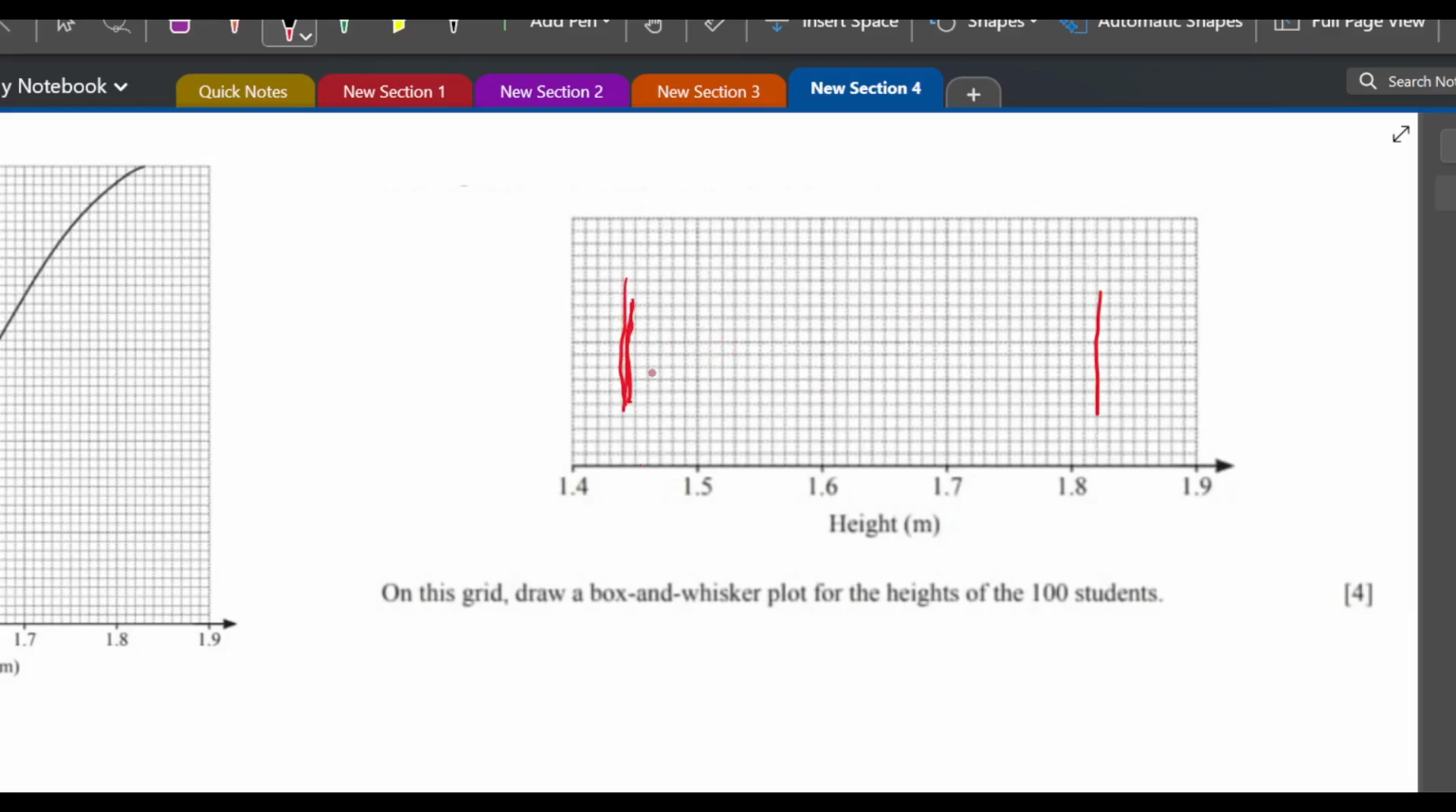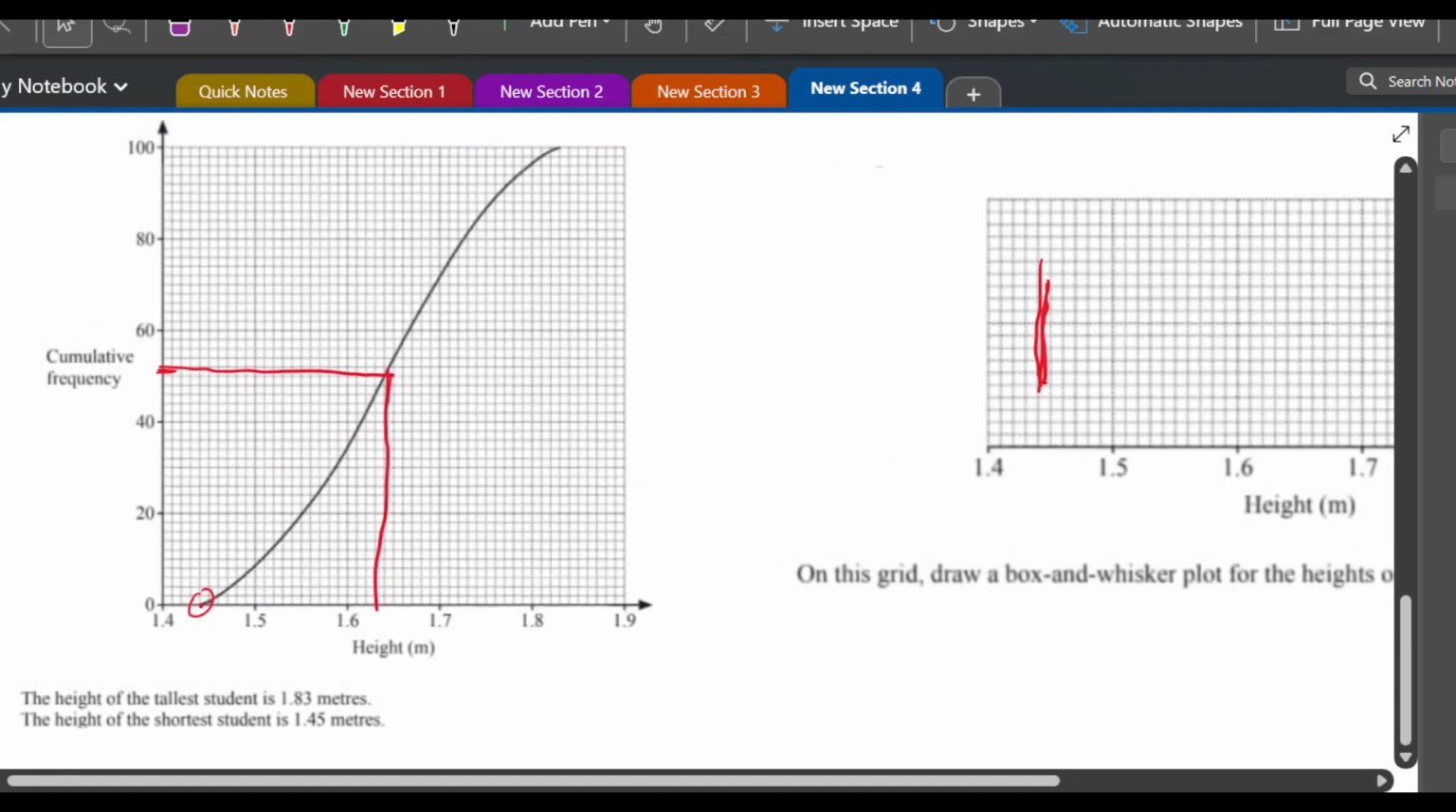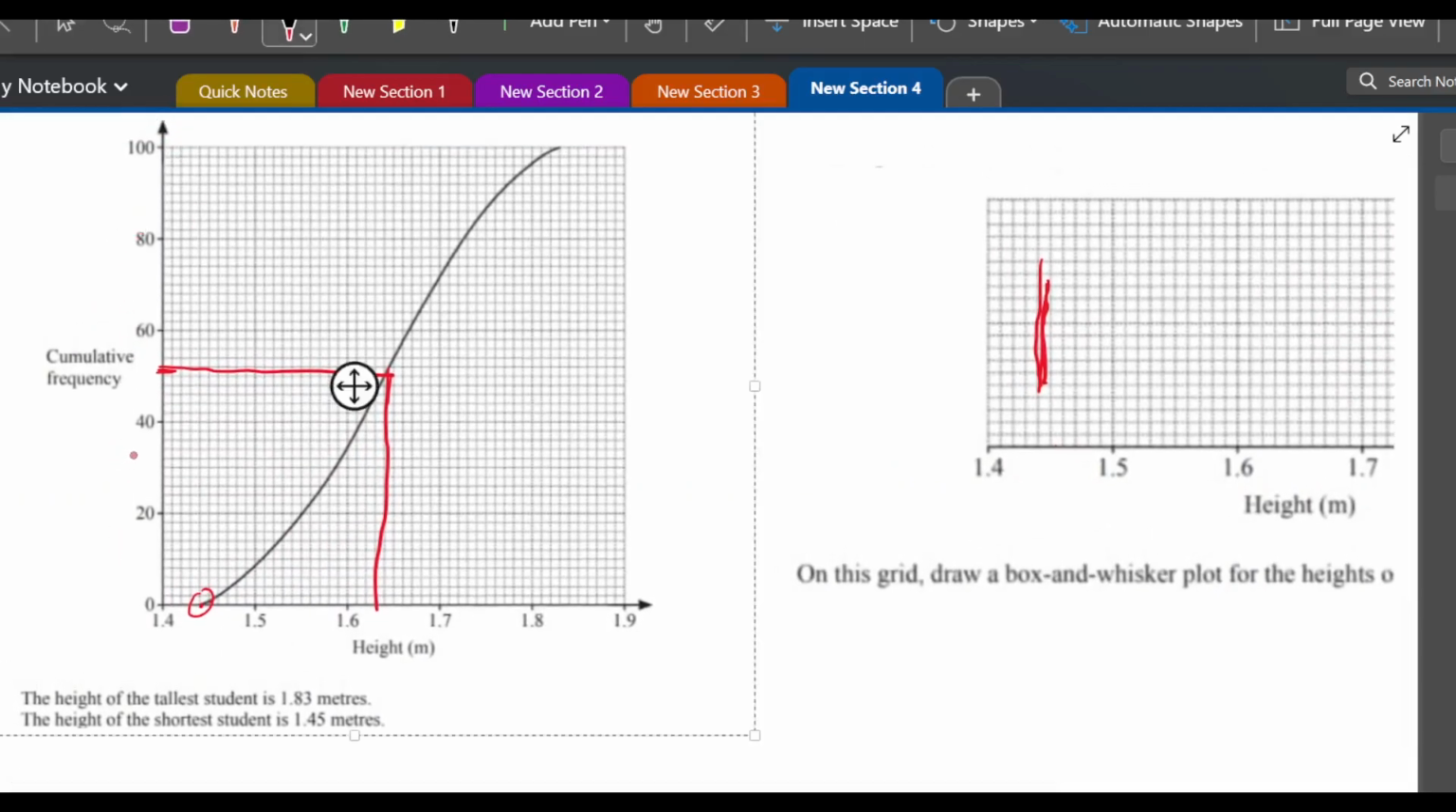Now these two lines, their height should be the same. Next I will find out what Q1 is. For Q1, this 100 will be divided into 4 equal parts, so my Q1 will be at 25. So here at 25, I will again draw 1/4.